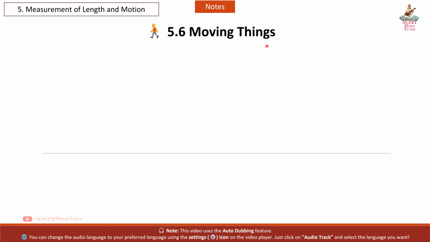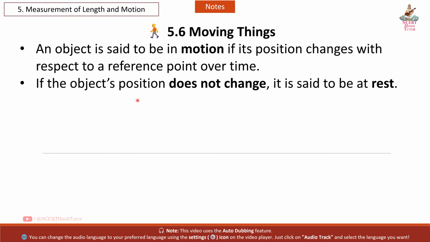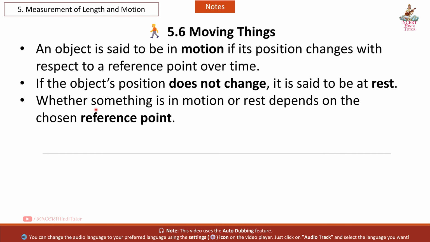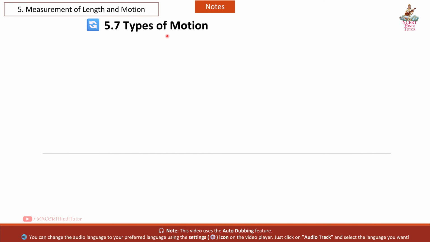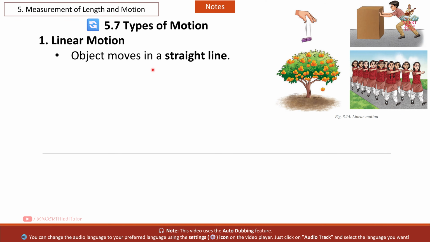Next, moving things. An object is said to be in motion if its position changes with respect to a reference point over time. If the object's position does not change, it is said to be at rest. Whether something is in motion or rest depends on the chosen reference point. 5.7 Types of motion. First, linear motion. Object moves in a straight line. Example, car on a road, ball falling straight.